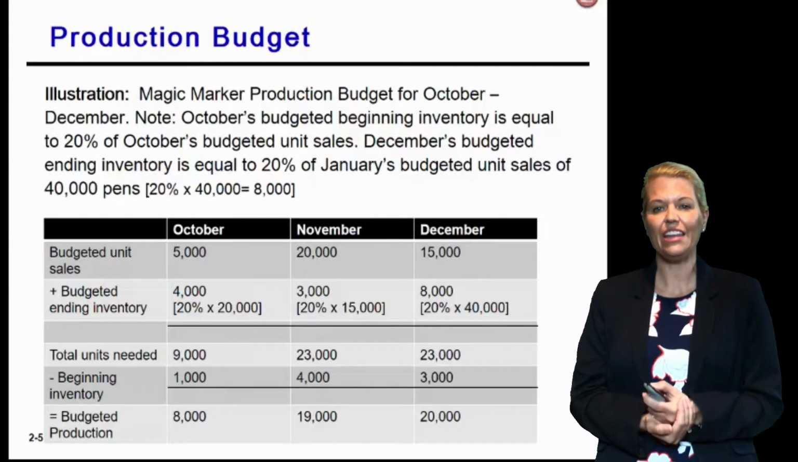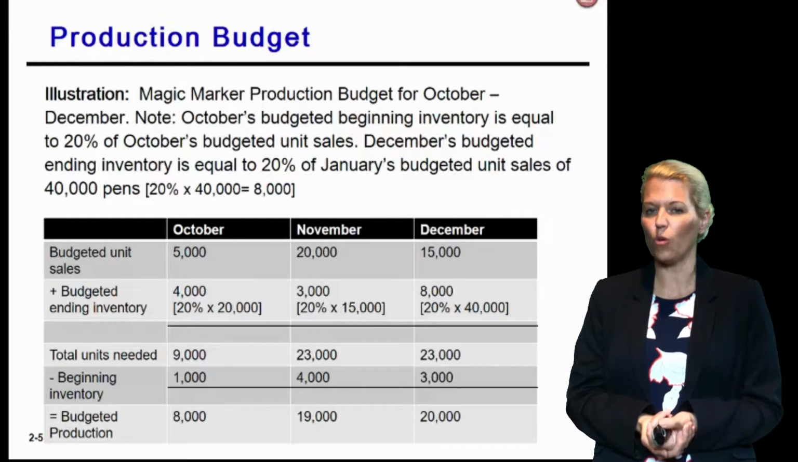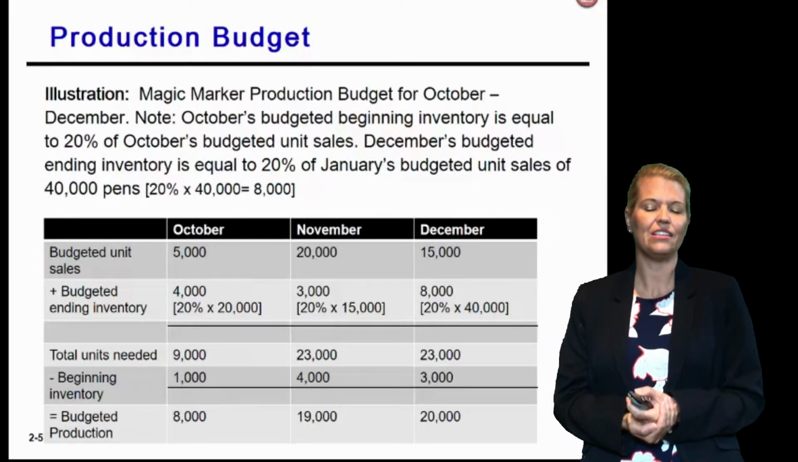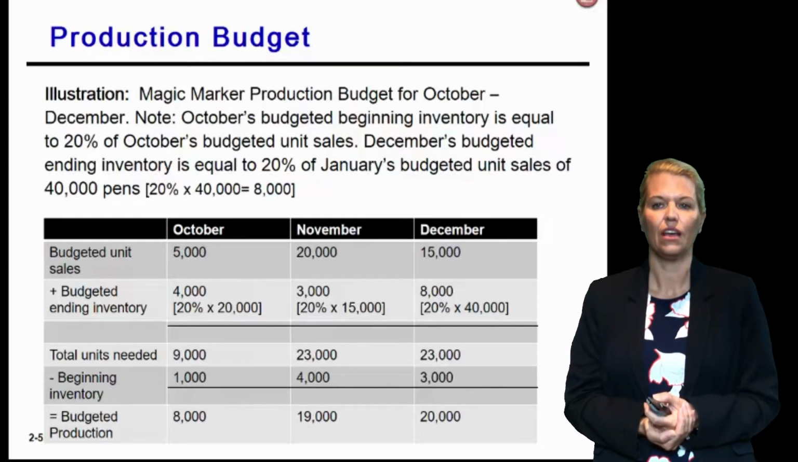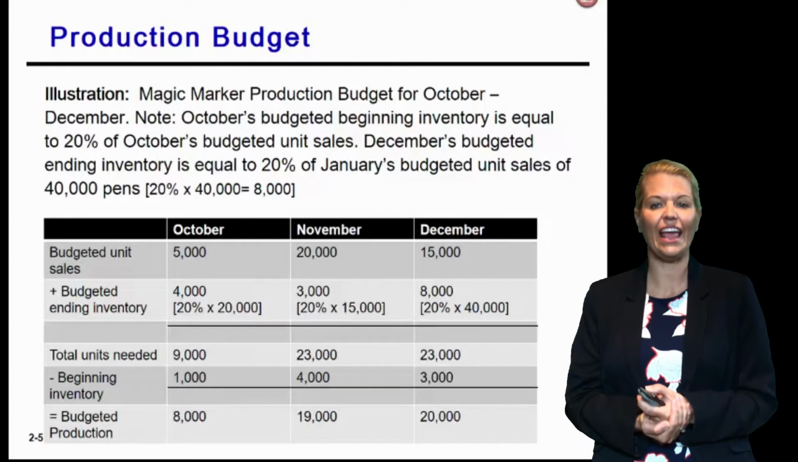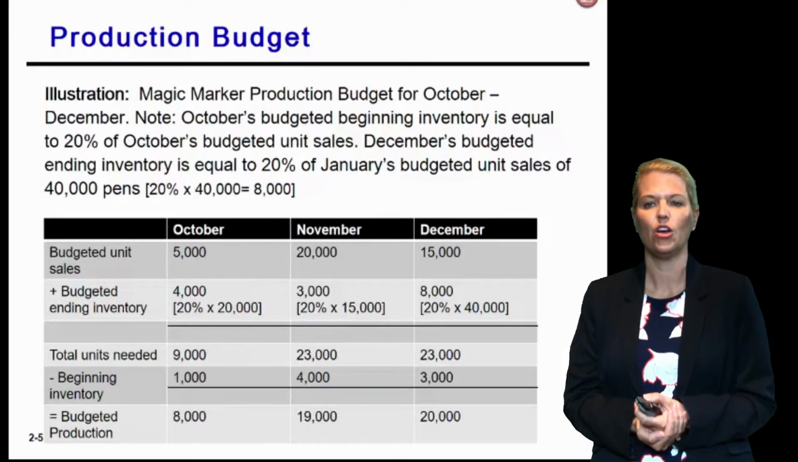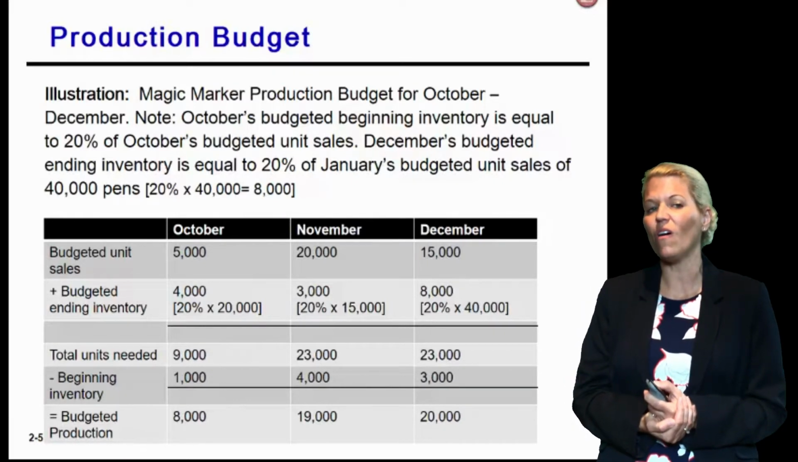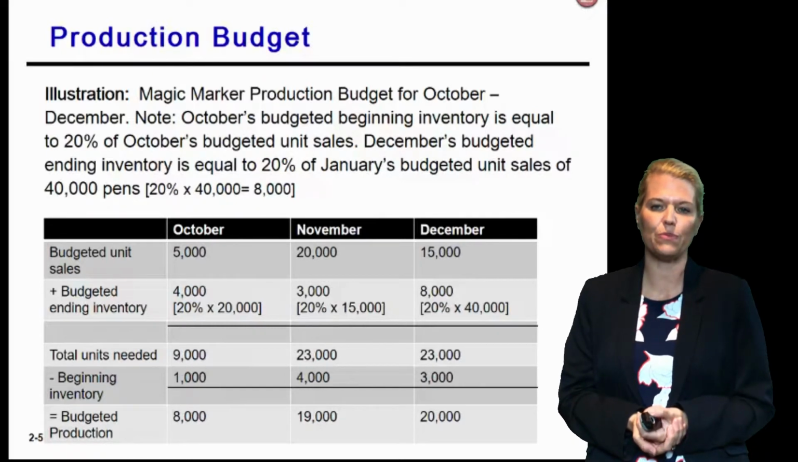And our budgeted ending inventory, if we read, it tells us in our example note, October's budgeted beginning inventory is equal to 20% of October's budgeted unit sales, and December's budgeted ending inventory is equal to 20% of January's budgeted unit sales. So we can see in that last line that we have a safety percentage of 20%.